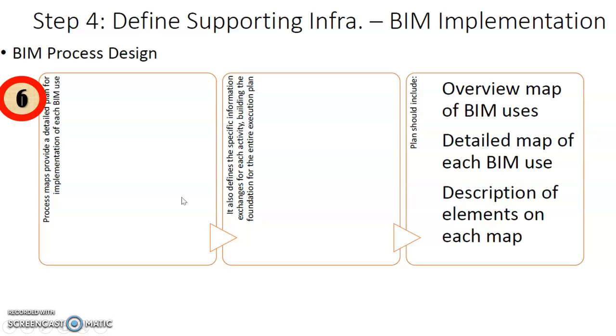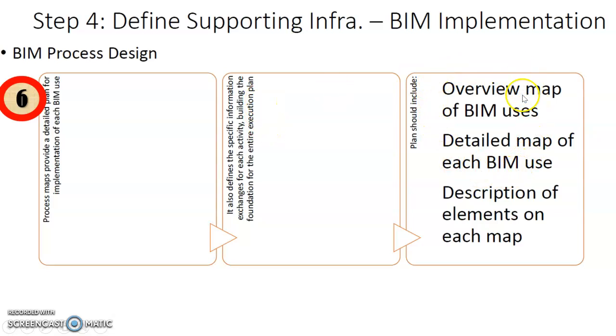As mentioned in step 2, you have the overview of your various BIM users or the different types of BIM model, and then you go into phase 2 of step 2, where you put in more details into your BIM model users. So the process map provides a detailed plan for the implementation of each BIM use, that means each type of BIM model. It also defines the specific information exchange for each activity, building the foundation for the entire execution plan.